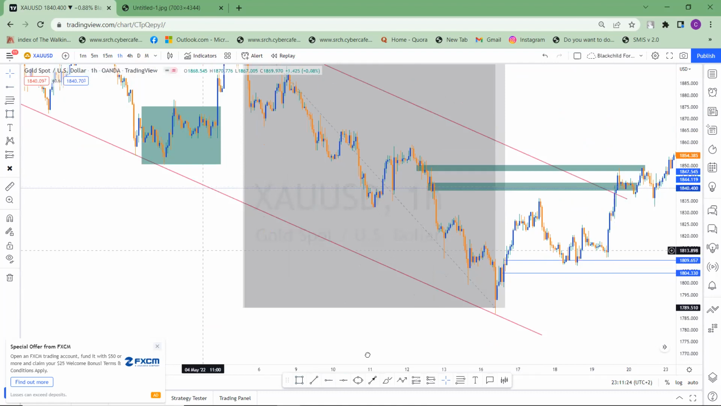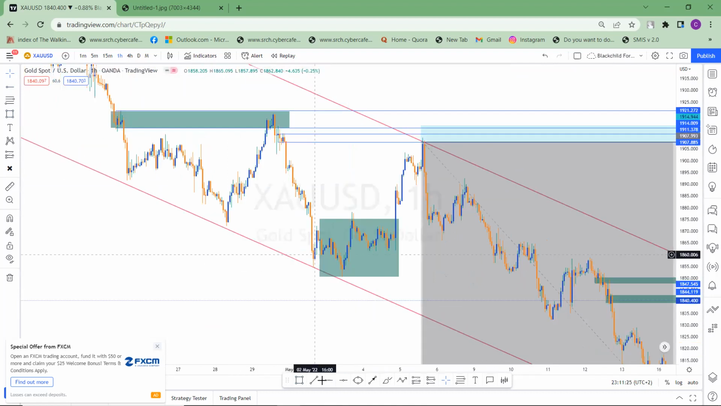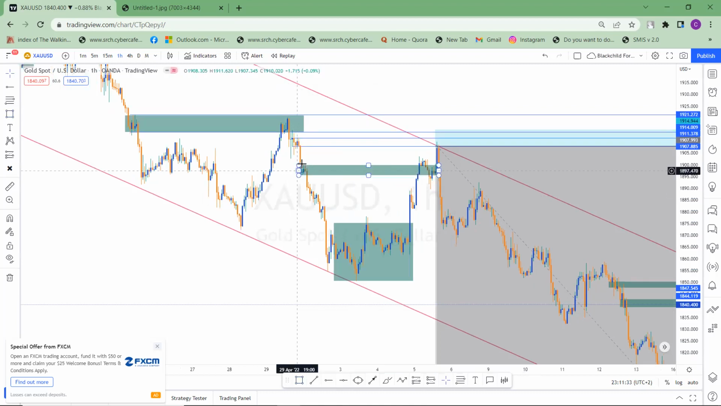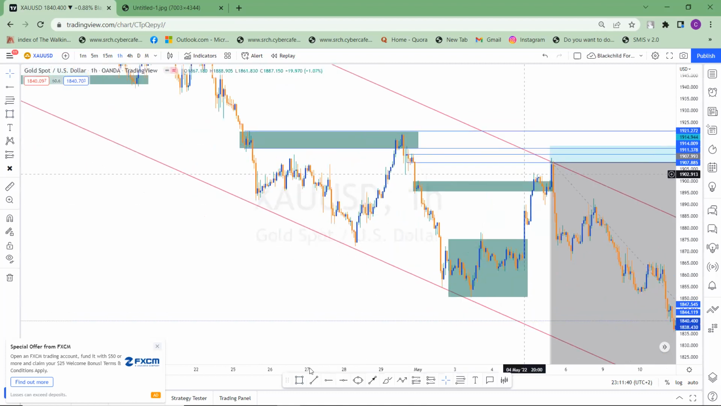Just make sure you find the least violated order block you can find. Like you can see, this is another order block, but it was violated, it was broken. People were not satisfied, saying no, we can't start selling now, let's keep on buying. That's actually what I'm talking about.